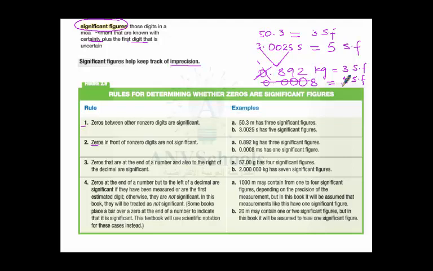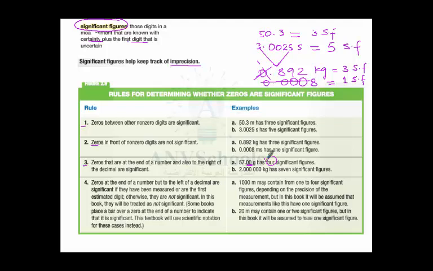The third rule is any zeros that are found at the end of a number or to the right of a decimal are significant. For example, in this case, look, this is a decimal point, and after this decimal point we have 2 zeros. These 2 zeros are significant. Now in this particular example, we have 4 significant digits: 1, 2, 3, 4.